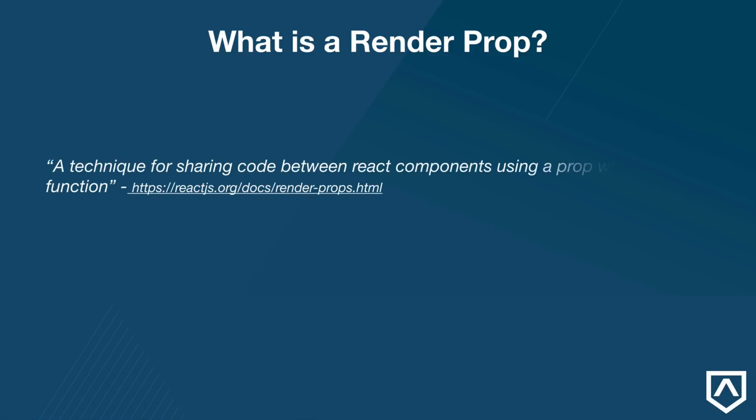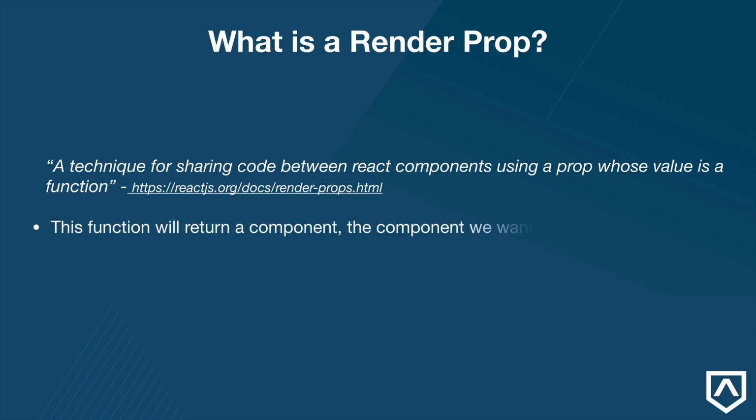So straight from the React documentation, a render prop is a technique for sharing code between React components using a prop whose value is a function. You can go and just Google or follow this link right here and look up what we mean, but you're going to learn all about that right away. Okay, so this function, in our case, is going to return a component, in essence, the component that we want to render to the screen.